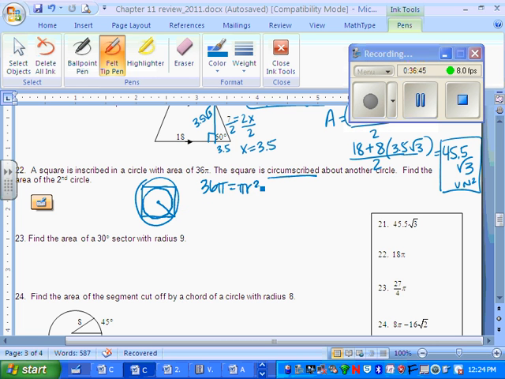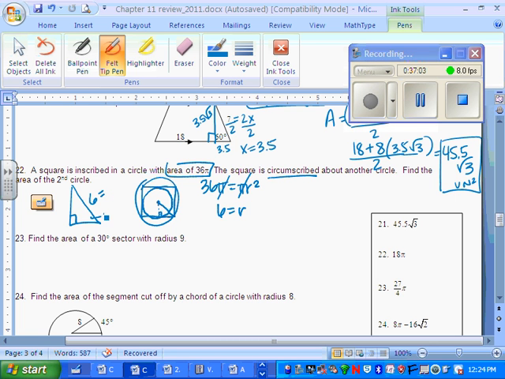36 pi equals pi r squared. That's the area formula of a circle. The pi's cancel, I take the square root, 6 equals the radius. So right now I have a triangle with this being the radius. I'm going to go ahead and draw a triangle here. The right angle goes there. The whole radius is 6, which means that's my hypotenuse.